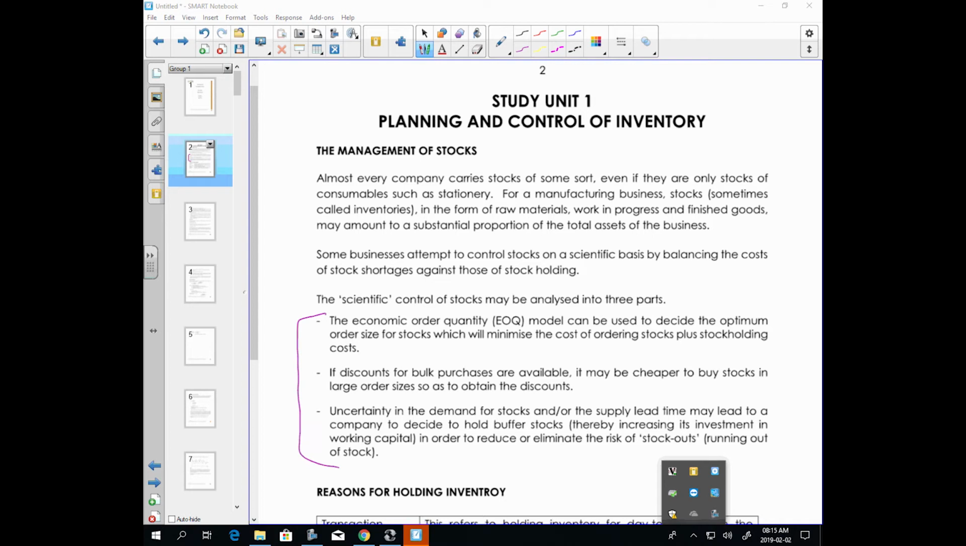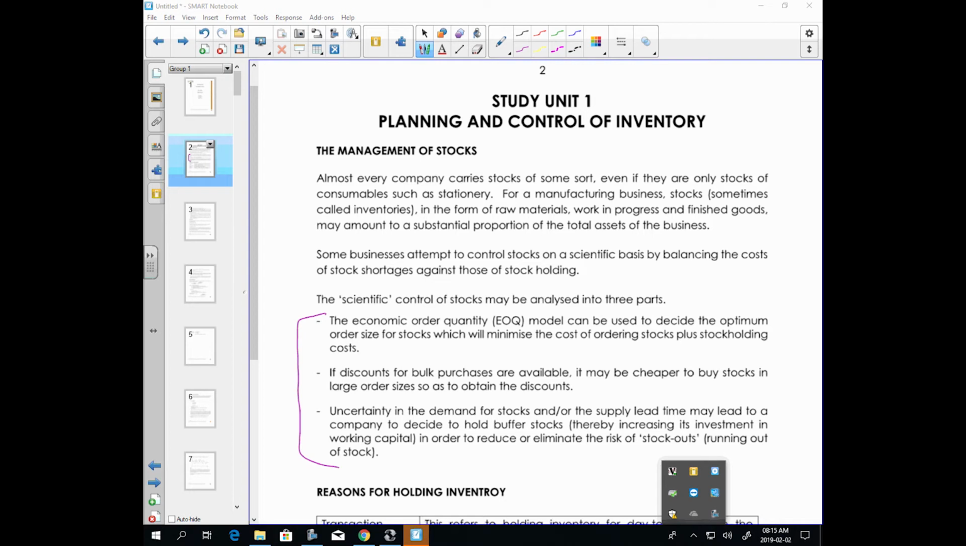For those of you that forget everything, we did the EOQ in both 2601 and 2602 last semester, for those of you that did it. Your EOQ is your economic order quantity, and that's the main thing we're looking at in this study unit. What the EOQ is: how much stock do we need to buy to get the lowest cost? Remember, when we're buying stock, there's cost to it. There's not just the cost of purchasing, but the cost of delivery, the cost of insurance, how much stock we can hold, and what discounts we are getting. We need to take all of that into account to get the best price.